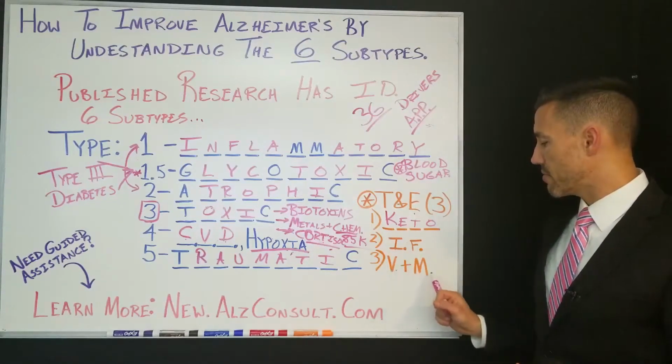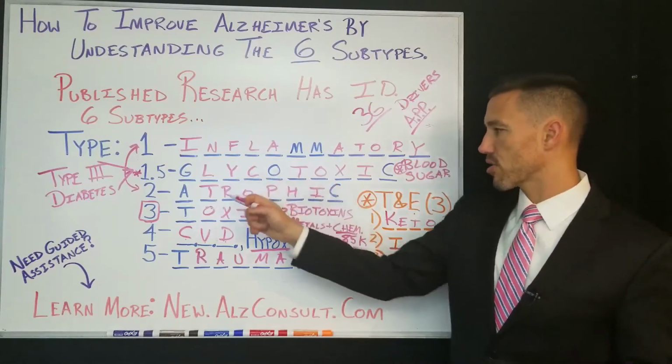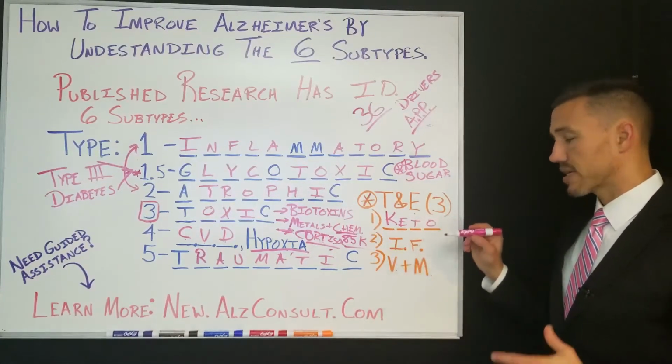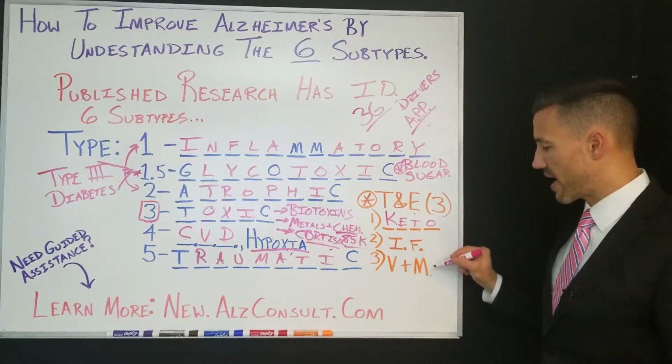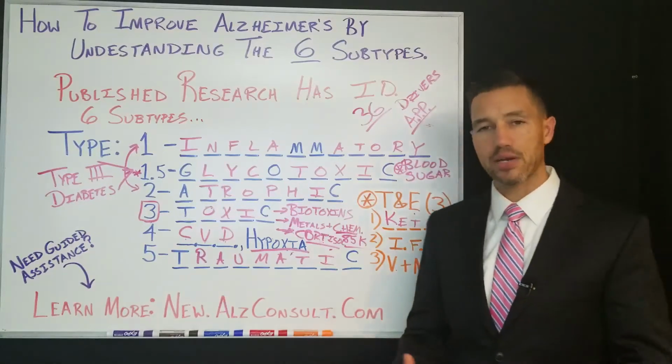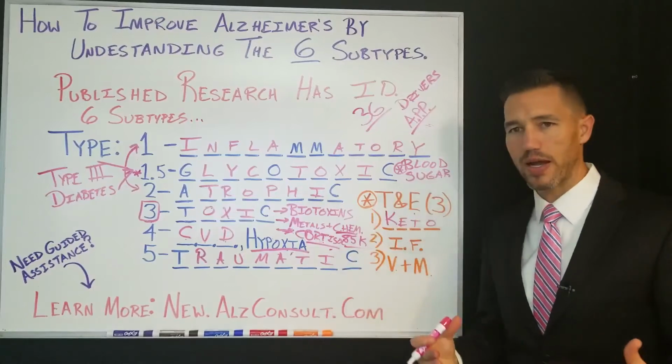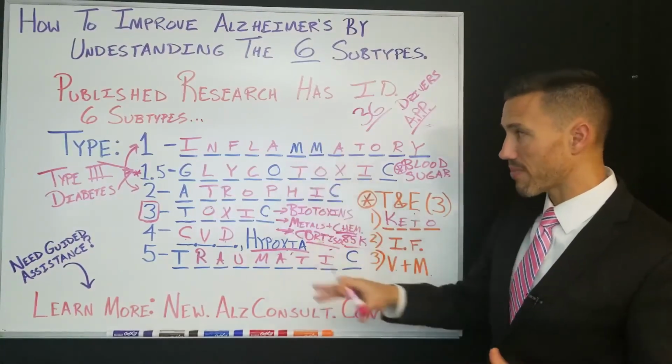And then vitamins and minerals. Remember we talked about atrophic and how some vitamins and minerals are deficient. You could always consider a ketogenic diet with intermittent fasting, and then making sure that you're getting adequate vitamins and minerals. And that's a trial and error way to support some of the problems that you might see here.